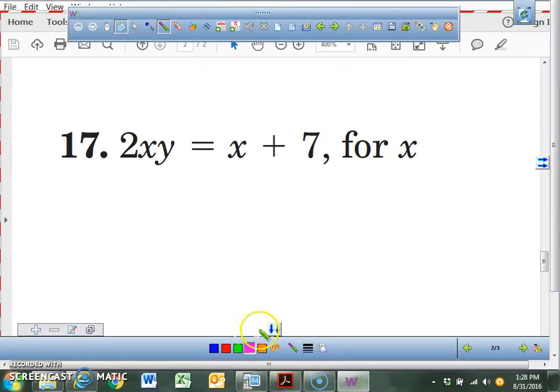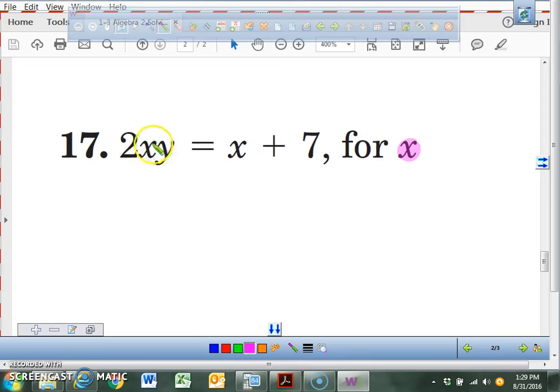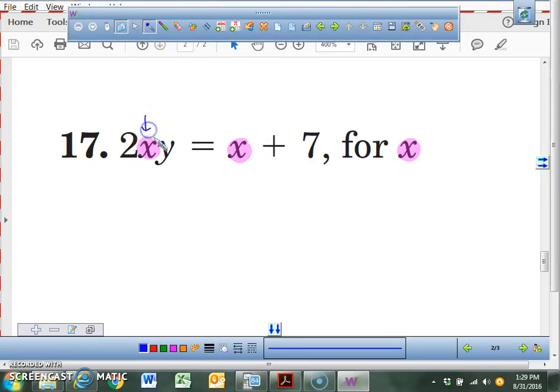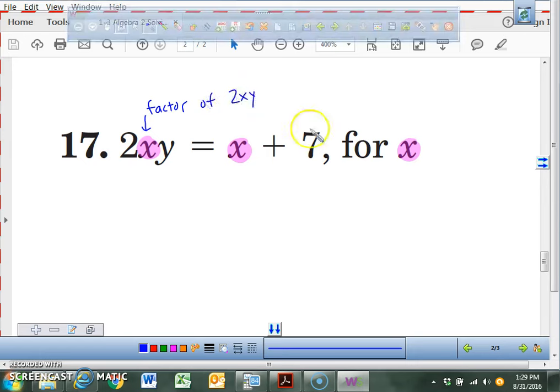Now, we're going to be solving for x in this particular case. As you scan number 17, as you're writing it down, ask yourself, what makes this slightly more difficult than the previous one? Well, I have an x right here, and I have an x right there. And even worse, the x is stuck in between the 2 and the y, so this actually is a factor. X is a factor of this monomial called 2xy.